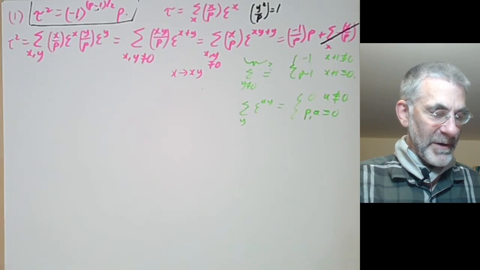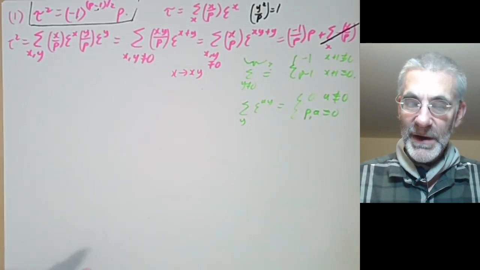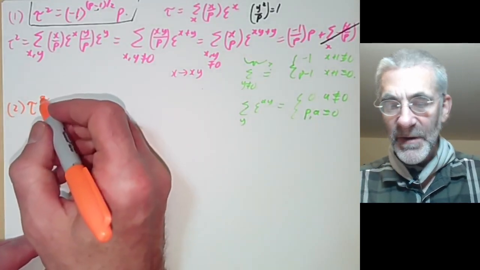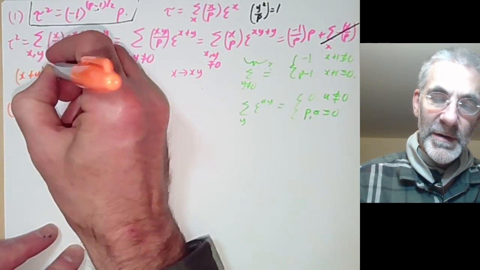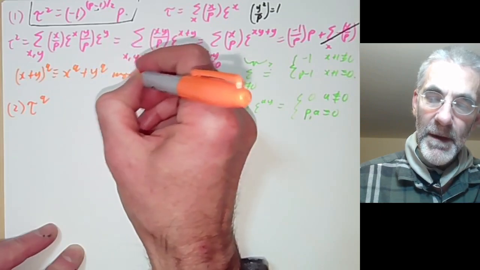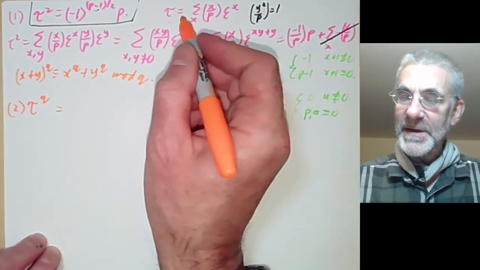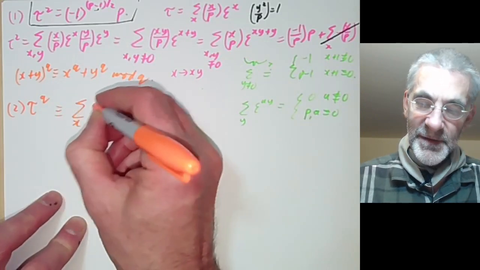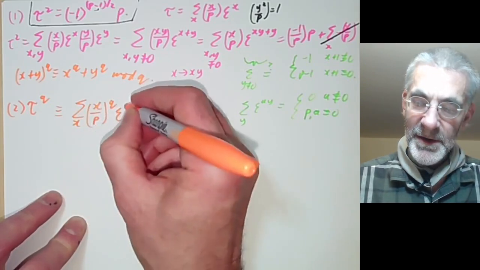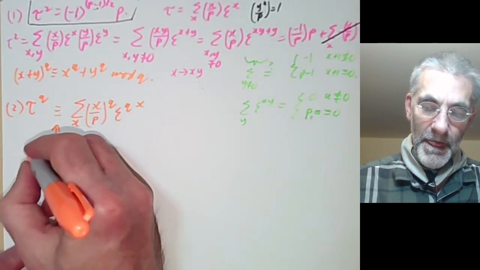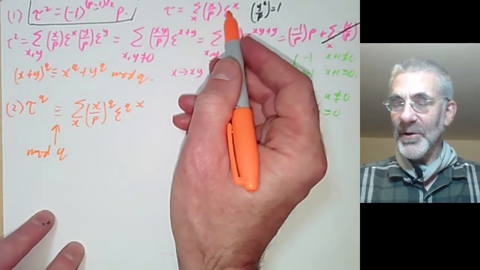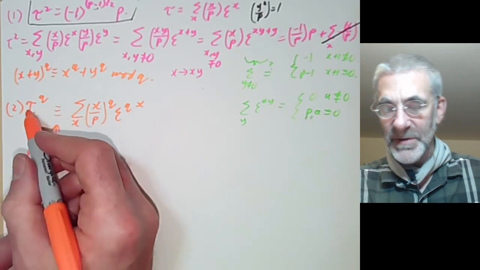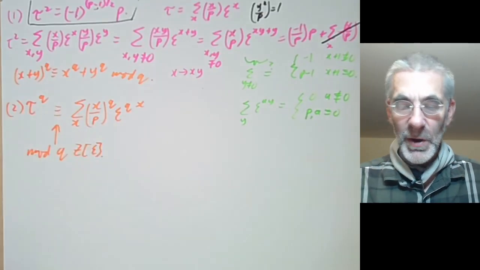And now we need a second orange identity. And the pink identity, we work out tau squared. For the orange identity, we will work out tau to the power of q. And we're going to work out tau to the power of q modulo q, using the fact that x plus y to the q is congruent to x to the q plus y to the q mod q. So we take the sum for tau, and to raise it to the power of q, we just need to raise all the terms to the power of q. So this is going to be a sum over x of x over p to the power of q times epsilon to the qx. And you notice we're doing this modulo q, but we also need to allow q times polynomials in epsilon. So it should really be modulo q times all polynomials in epsilon. So both sides are going to be polynomials in epsilon, and all the coefficients have to be congruent modulo q.